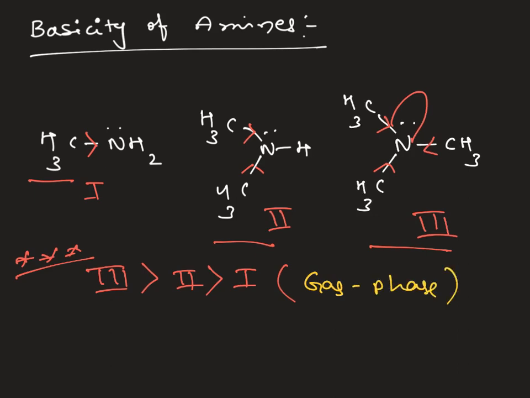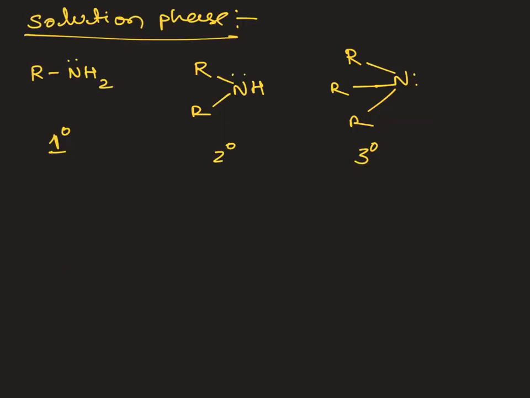So in the gas phase, the basicity order of amines is: tertiary amines are more basic than secondary, and the least basic is primary. Let's discuss the solution phase. In the solution phase, the basicity order will be a little bit different.